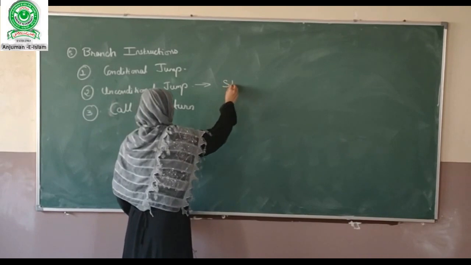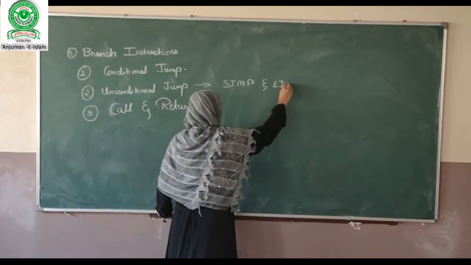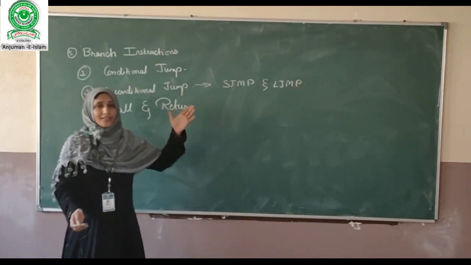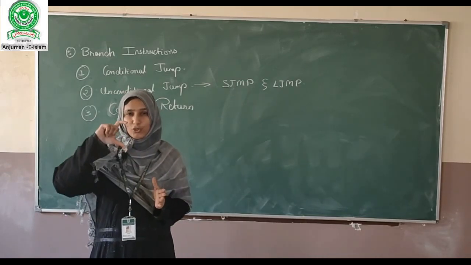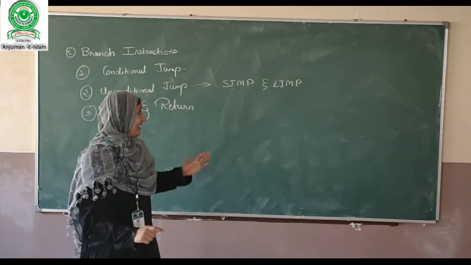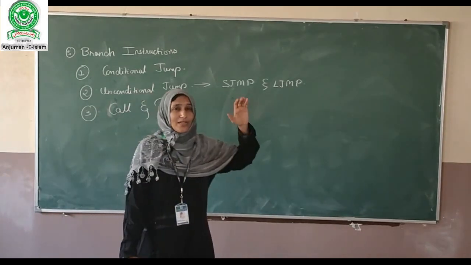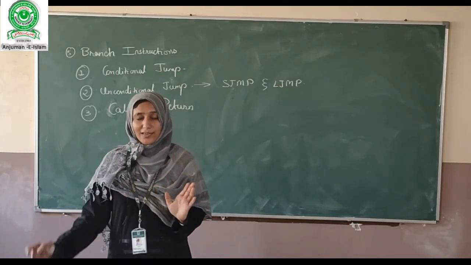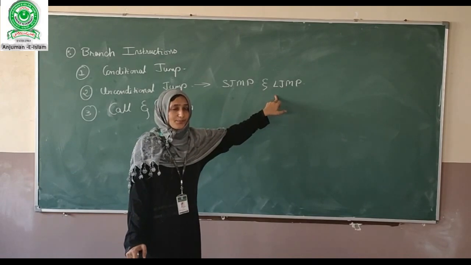These are S jump and L jump. This short jump is used if the jump in the program is being taken within a very short amount of memory. At that time, it goes for the S jump. If you want to jump from one part of the program to another end of the program, which is very far away from each other, then you have to go for this L jump.